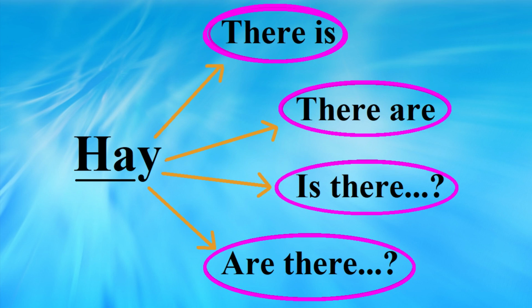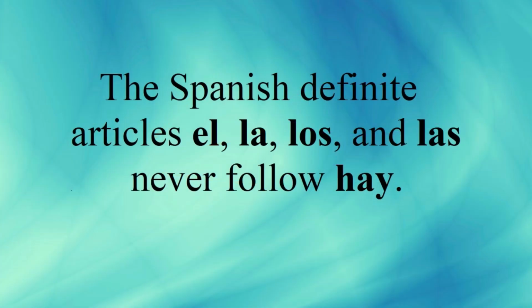Today we are going to see the Spanish word hay. That means there is, there are, is there, and are there in English. Spanish sentences with hay and English sentences with there is, there are follow the same pattern with regard to the inclusion or omission of definite and indefinite articles. The Spanish definite articles el, la, los, and las, in English the, never follow hay.